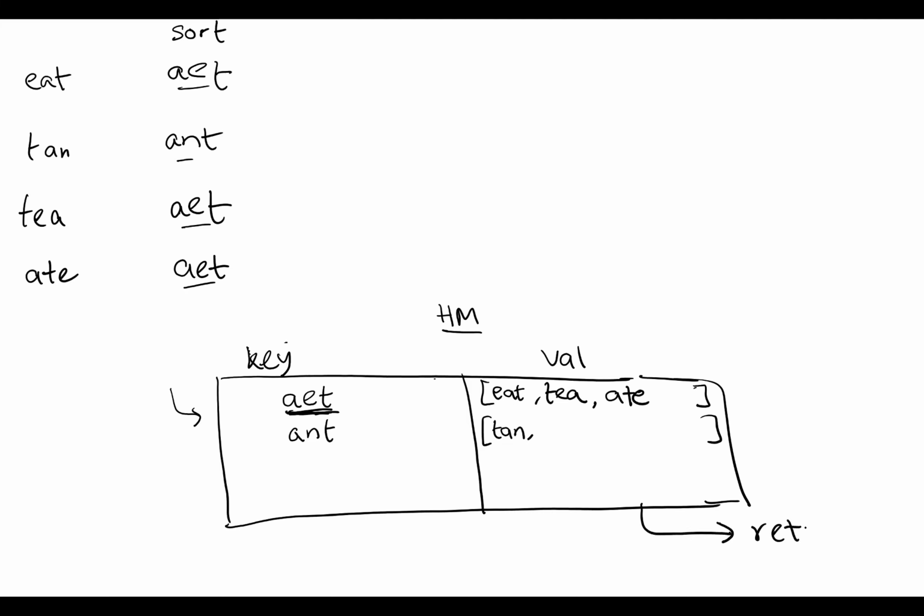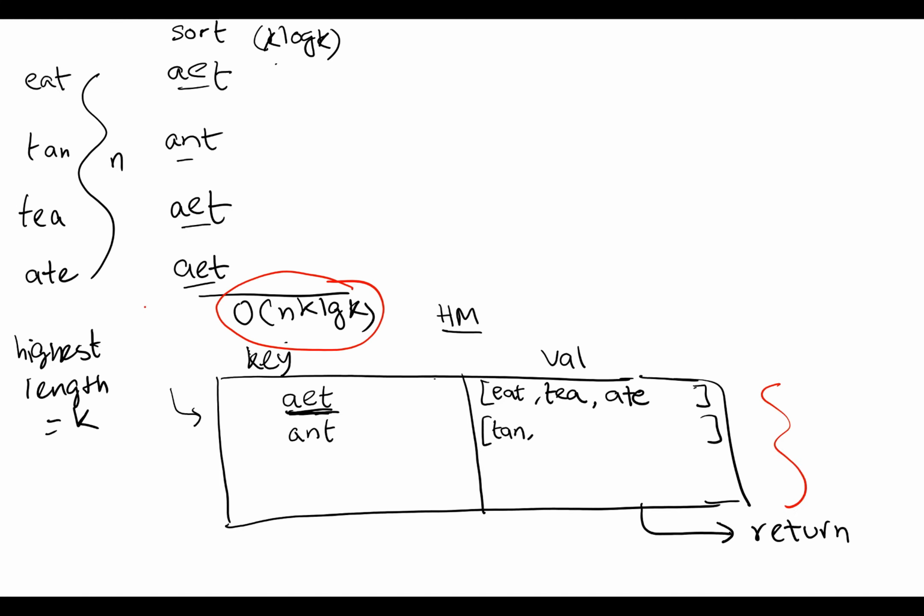And how much space we need? So there goes the time. And this is the space. How much space we need? We need to store all the words, right? Okay, so the space is going to be, so if the highest length of a word is k and there are n words, in total, the space we need in the map is nk. That's the space complexity.